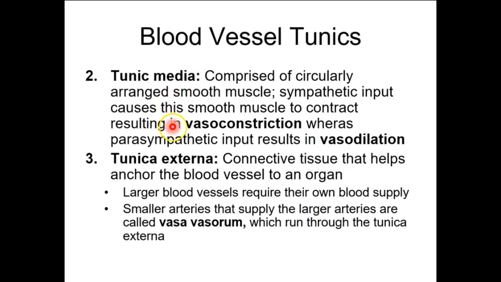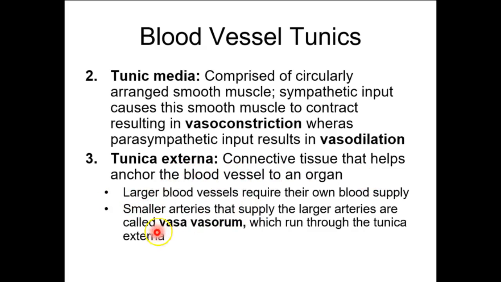Tunica media, that's where vasoconstriction and vasodilation are going to occur because of sympathetic and parasympathetic input to that smooth muscle. And then tunica externa, this is going to be variable in size. If that blood vessel is within an organ, like for example the liver is very vascular, there are many blood vessels within the organ, and there's no space between that blood vessel and the rest of the tissue of that organ, that tunica externa is going to go right into that connective tissue layer of the rest of the liver. So that's going to help anchor it within that liver.